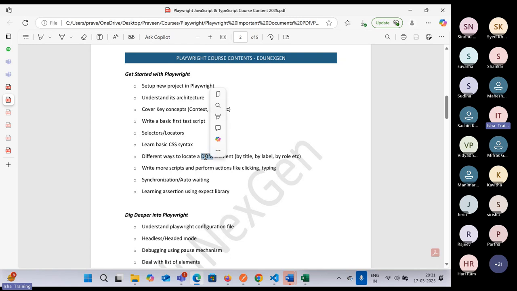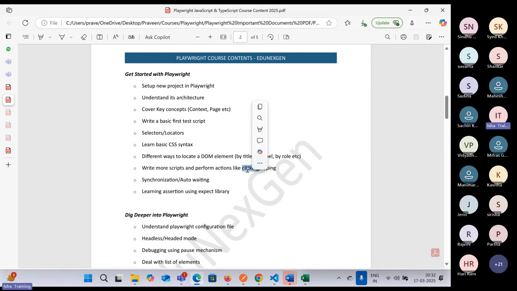We'll try to understand how do we basically write using what kind of properties, different types of attribute of an element. So we'll understand what is DOM, which basically stands for document object model, to write the locators. And then we'll also be going for writing more scripts and perform some kind of basic actions, like basics of Playwright, which is like clicking, typing, getting the text value, and so on.